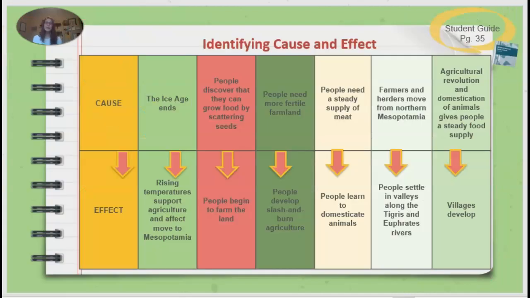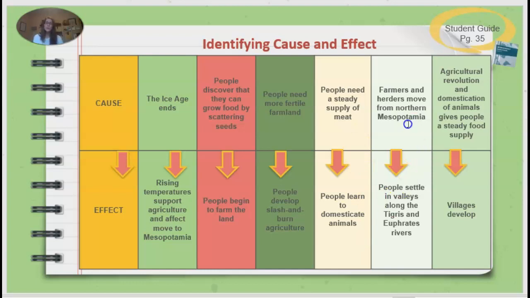And then identifying cause and effect, you can go ahead and turn to page 35 in your student guide, which is right here. This is just a chart that I made that has the same information. So the Ice Age ends, and what happened because of that? Rising temperatures support agriculture and affect the move to Mesopotamia. People discover that they can grow food by scattering seeds, so people began to farm the land. People need more fertile farmland, so people develop slash and burn agriculture. People need a steady supply of meat, so people learn to domesticate animals.